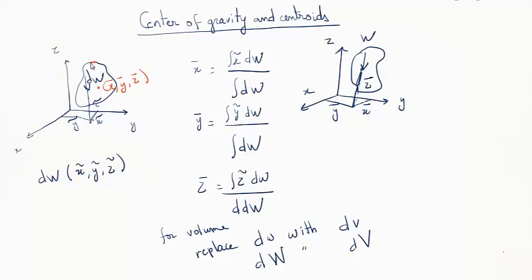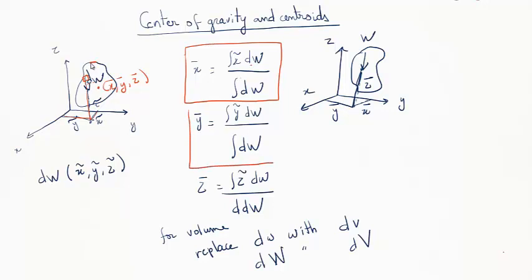Now let's say we want to find the position of the centroid. The way to do that, we need to do some integration here. So let's take a small particle here, dw, that's differential weight. We have x, y, and z. Now, to get x bar, it's simply the integral of x dw over integral dw.